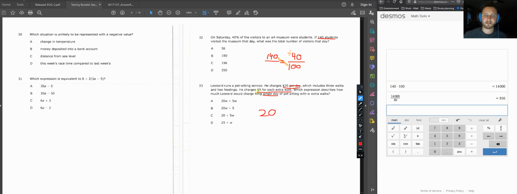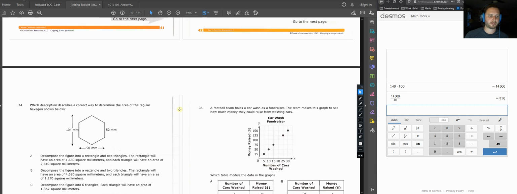And then $5 for each walk. So normally, if it's 2 walks, we would do 5 times 2. 3 walks, 5 times 3. But in this case, we don't know how many walks. They just tell us W walks. So we're going to do 5 times W. And we'll be looking for our equation C for this. We'll be looking for 20 plus 5W. Moving on to number 34.